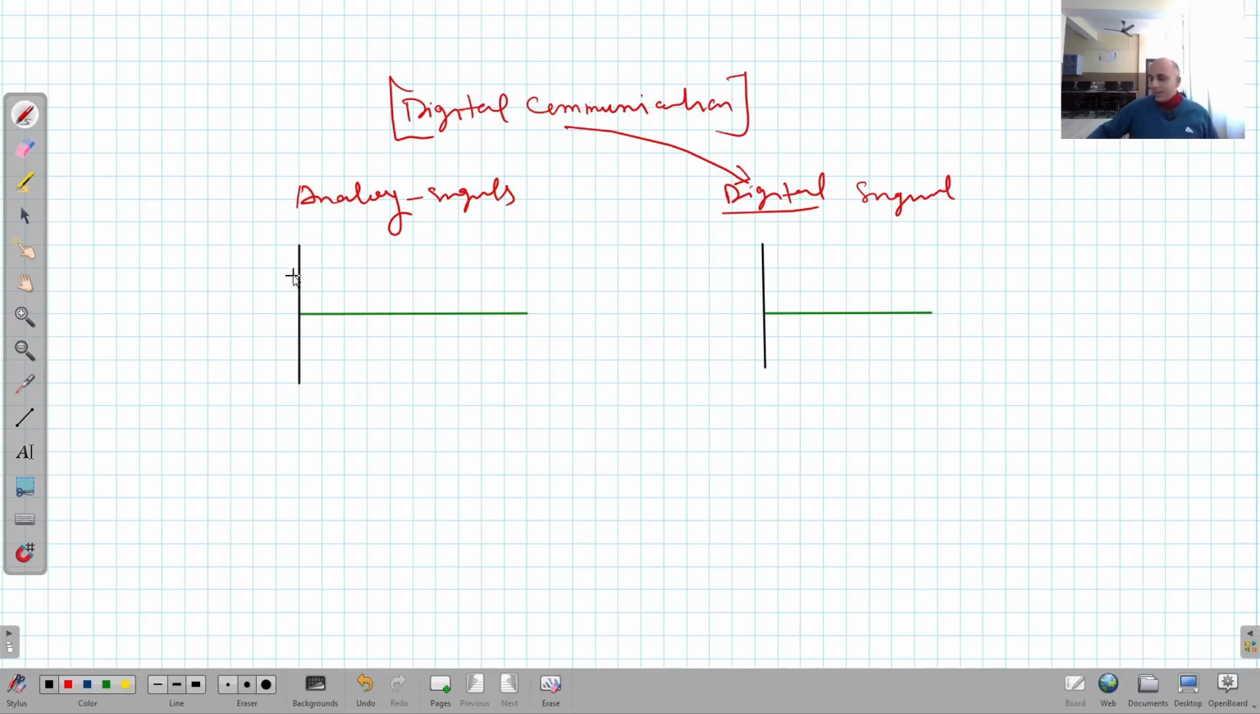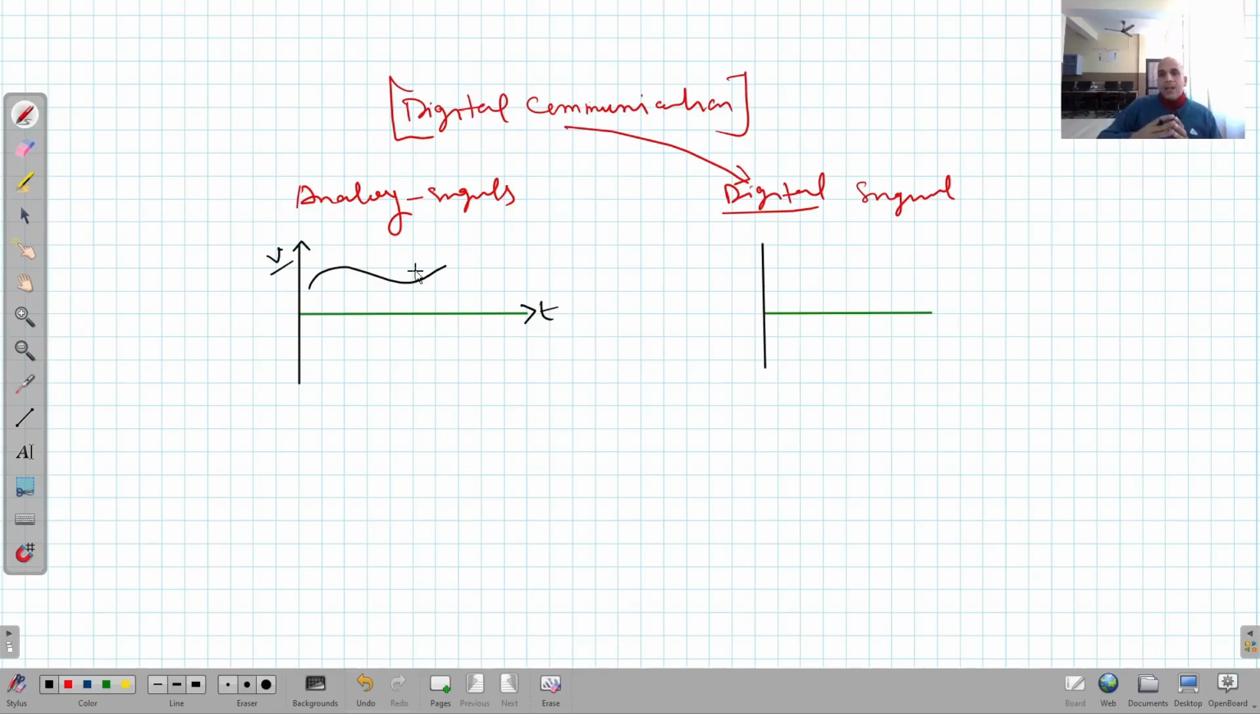Analog means any signal that is varying continuously with time. If I look at the voltage level of the signal with time, then we can say it is varying continuously with time, right? So we call all these types of signals analog signals. It can be in the form of a sinusoidal wave, non-sinusoidal wave, but the main thing is that they are continuous in nature. They are varying continuously with time, right?